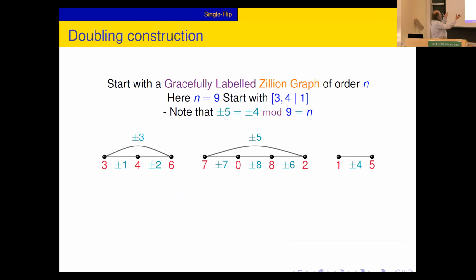Okay, so here's a zillion graph. Here's a graceful labeling of it. And what we're going to do is double this, like make this.